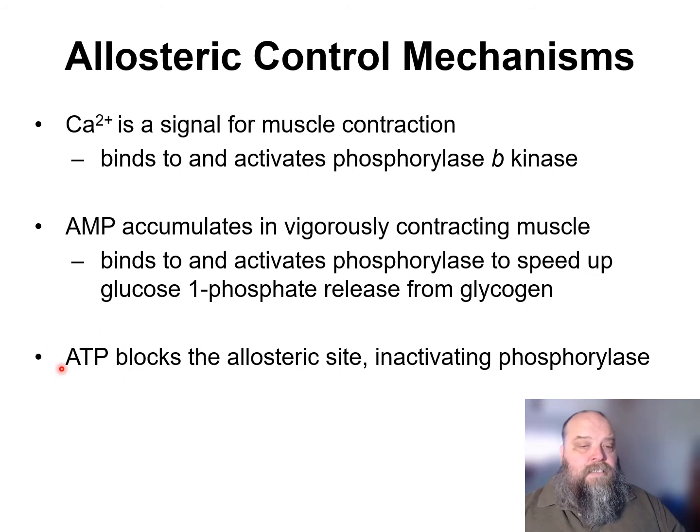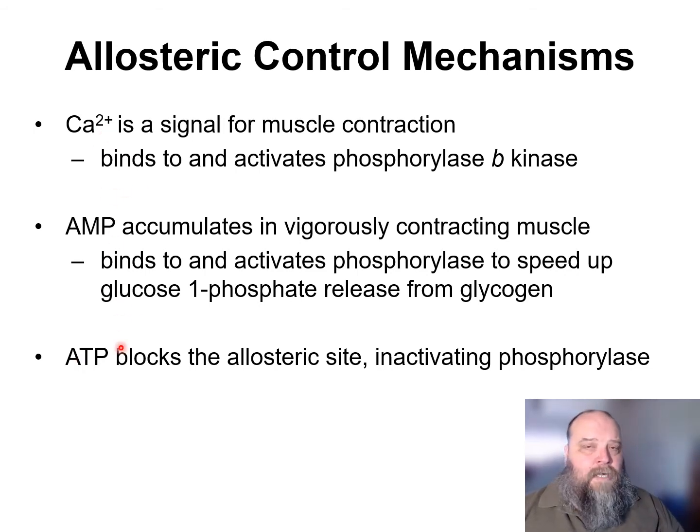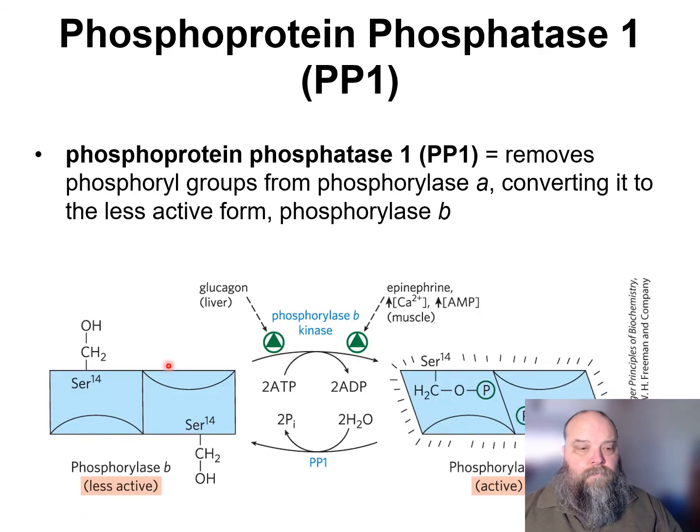If the cell is happy with its ATP, it's already got high levels of ATP, well, these two don't matter. These high levels of ATP allosterically inhibit phosphorylase, blocking these two. Now that PP1 talked about a few slides ago, that takes A and converts it back to the less active B form.